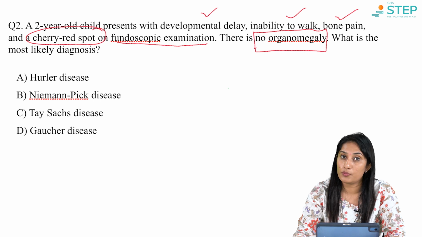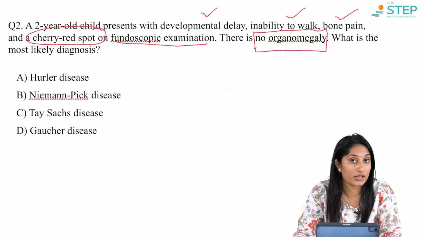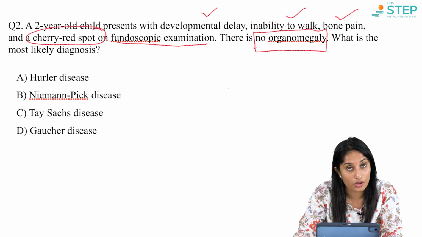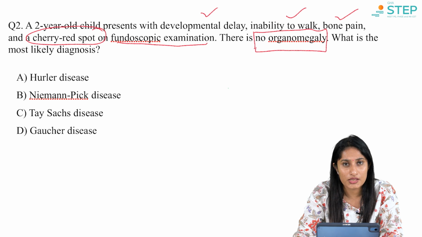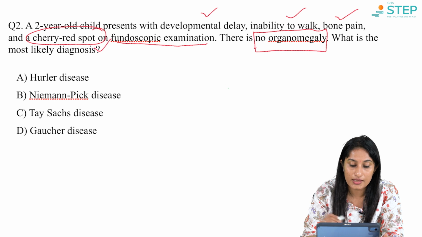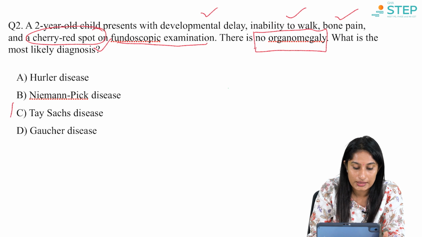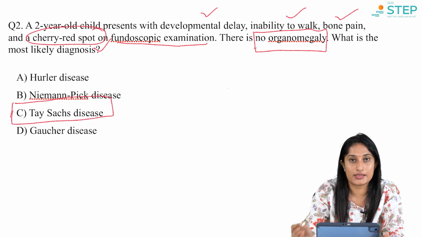So what is the most likely diagnosis? What are the options we have here? We have Hurler disease, Niemann-Pick disease, Tay-Sachs disease, and Gaucher's disease. So what is the key feature we have to check in this child? I have circled it, that is the cherry red spot. Which condition do we see cherry red spot in? We see it in Tay-Sachs disease.